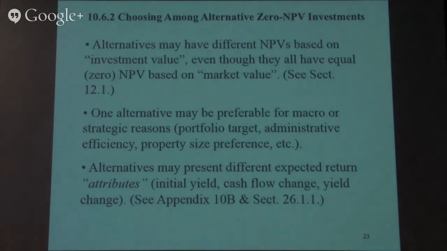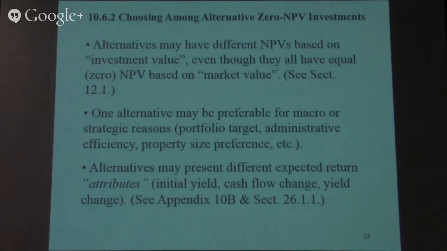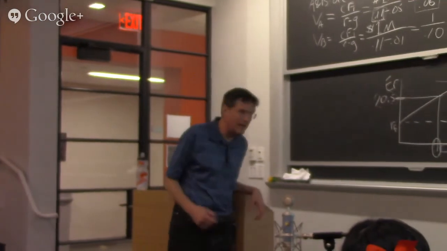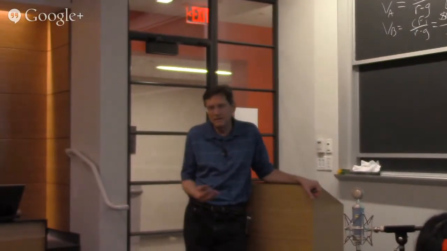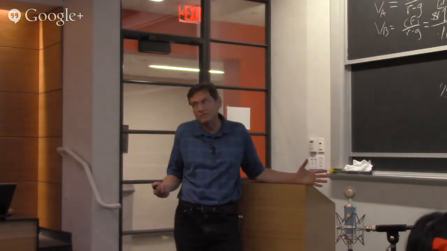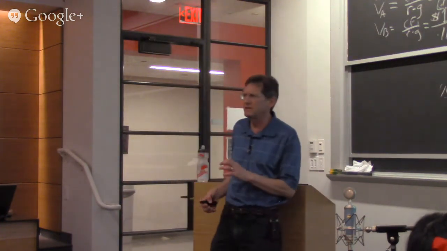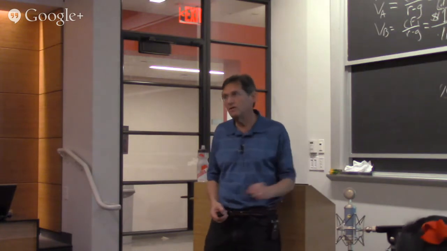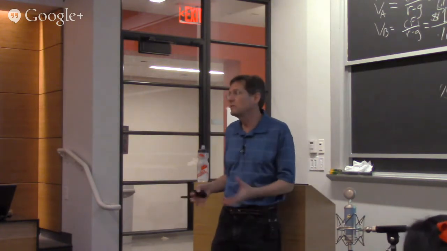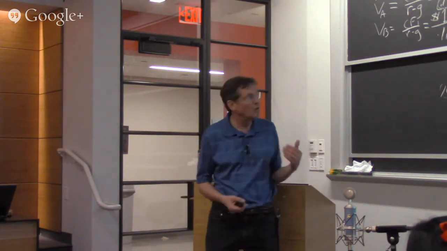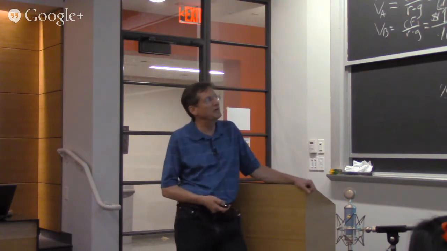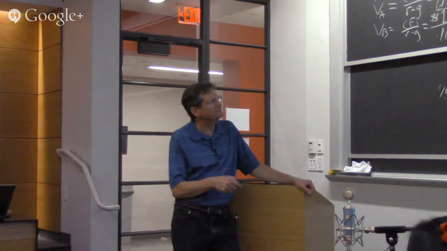Choosing among alternatives, the common thing is that any property is going to present you with a zero NPV. Once you do your due diligence and ascertain the market value, you're generally going to expect to buy properties at their market value, so they're all zero NPV. So you can't really use the NPV criterion, at least in terms of market value, to tell you which properties you want to buy or sell. You've got to have some other reasons for knowing which properties you want to buy and sell.